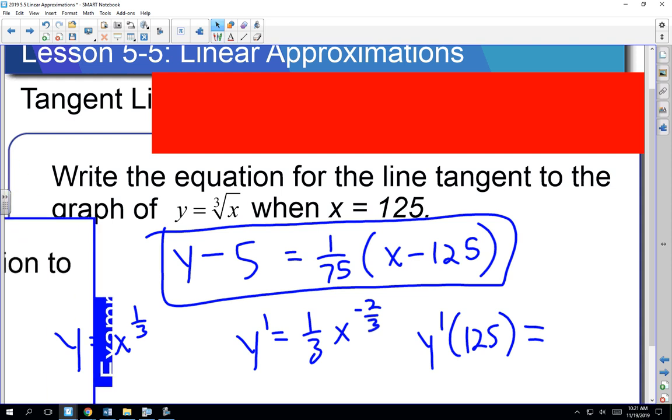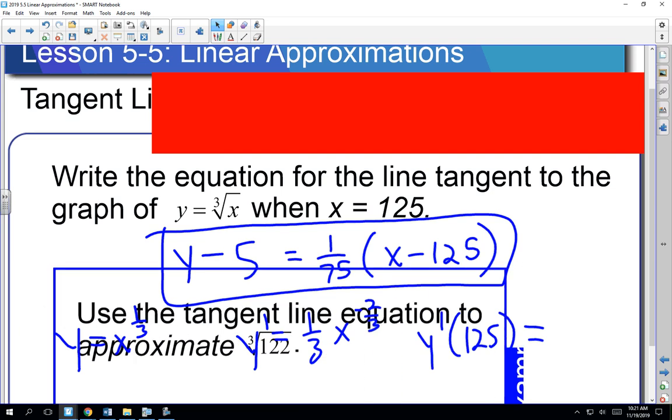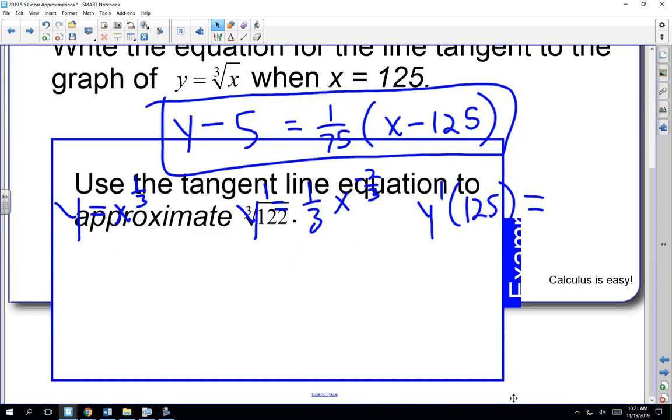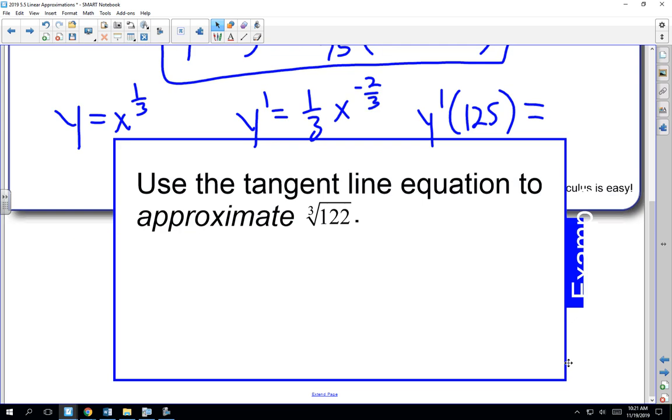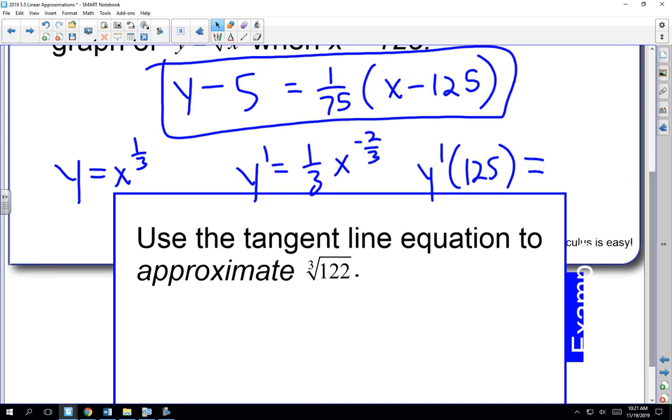Let's do another one here. Well, before we go back to that, can you use this tangent line to approximate the cube root of 122? How would you approximate the cube root of 122? This is not putting it in your calculator, doing a decimal approximation. How would you use your tangent line or your linearization?